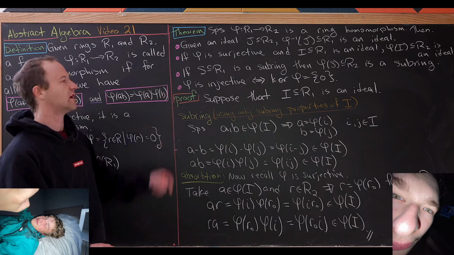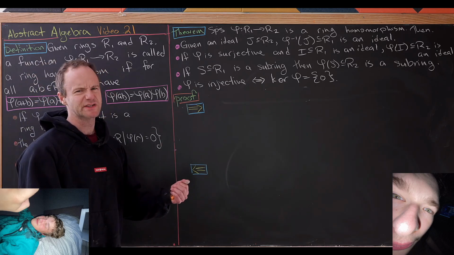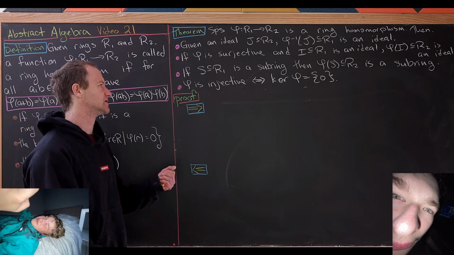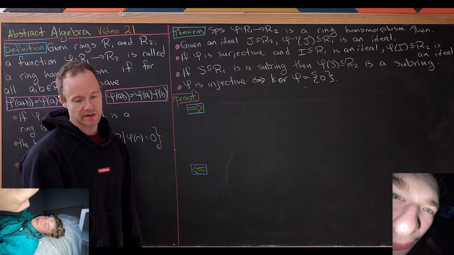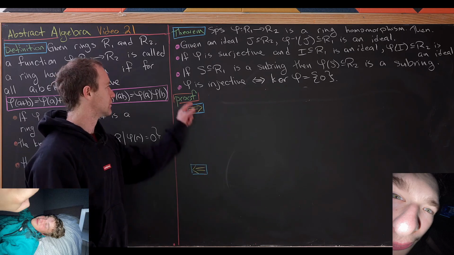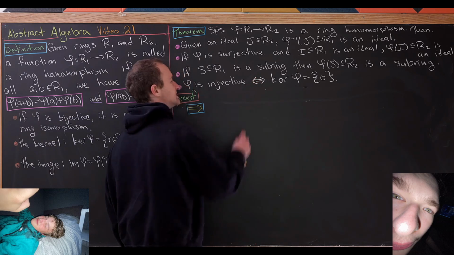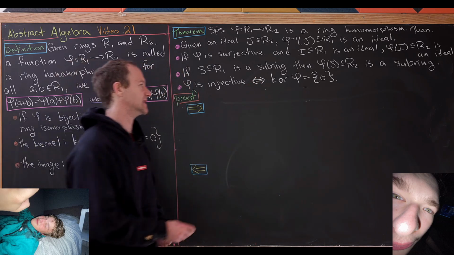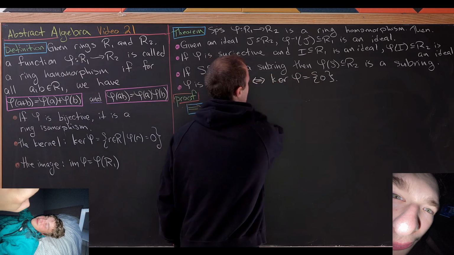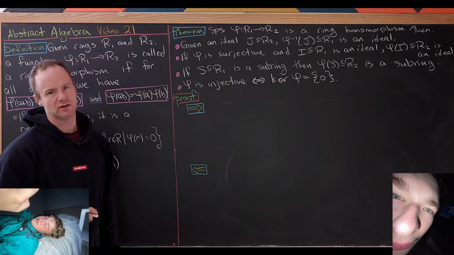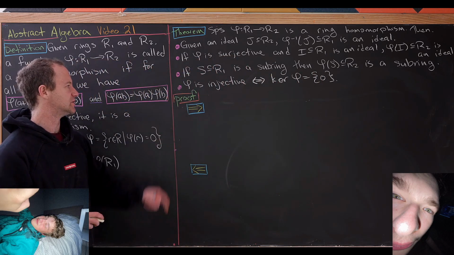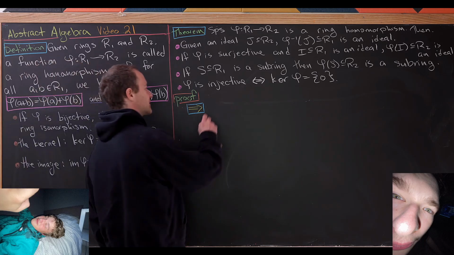Now let's move on to the fourth dot. Next we're going to prove the classic result about injectivity being related to the kernel. In fact, we'll prove that phi is injective if and only if the kernel of phi is 0, in other words, the additive identity. Sometimes we would say this as the kernel is trivial. So let's get to it. We'll do the forward direction first.